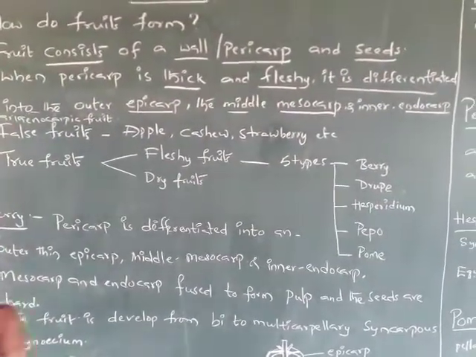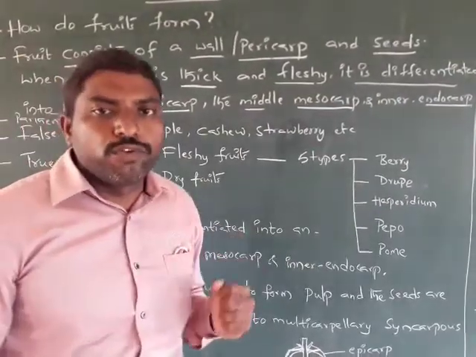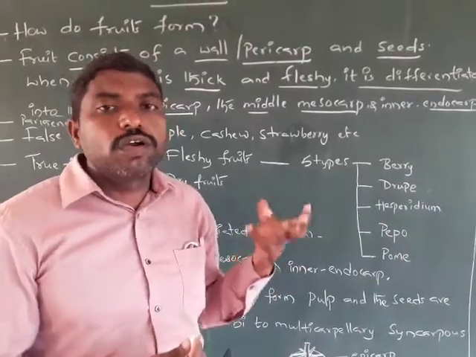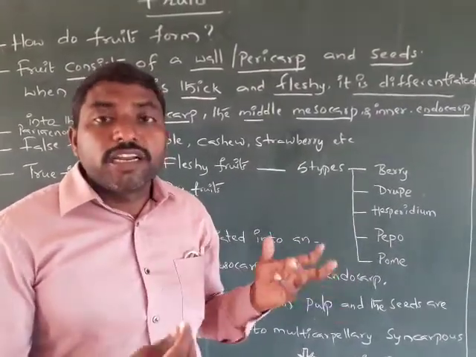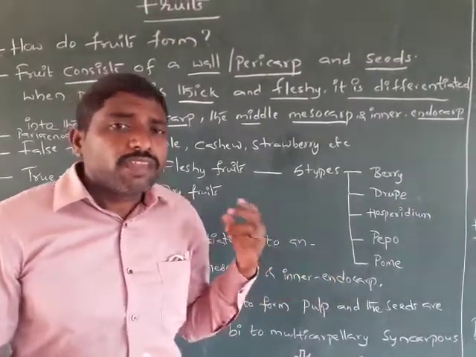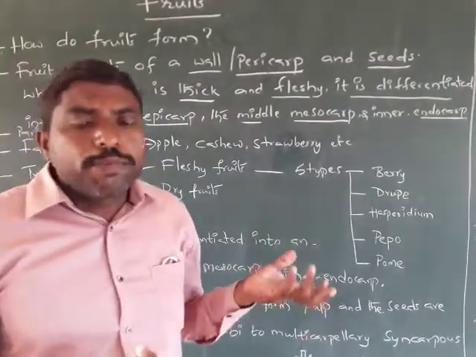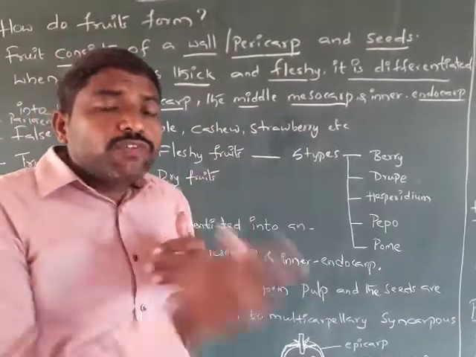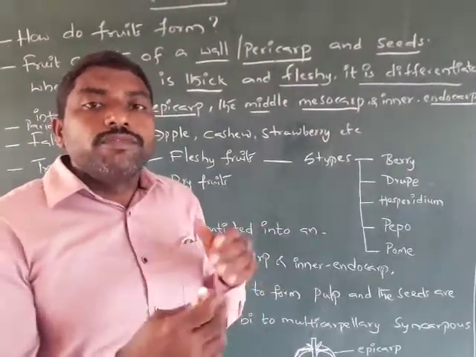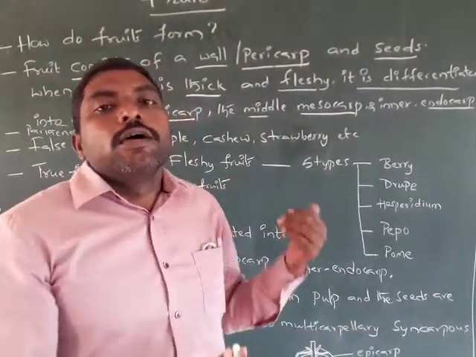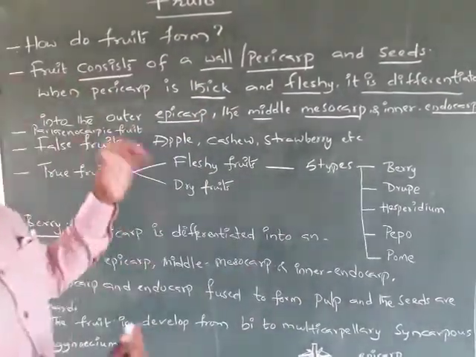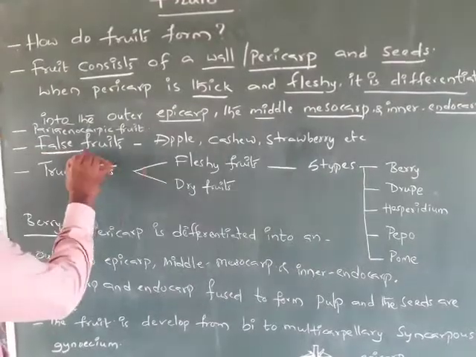Some plants have parthenocarpic fruits. How are they formed? Parthenocarpic fruits, like banana. Banana is a triploid plant, which is why it forms parthenocarpic fruits. When fruit is formed without fertilization, it is called a parthenocarpic fruit. Example, banana.